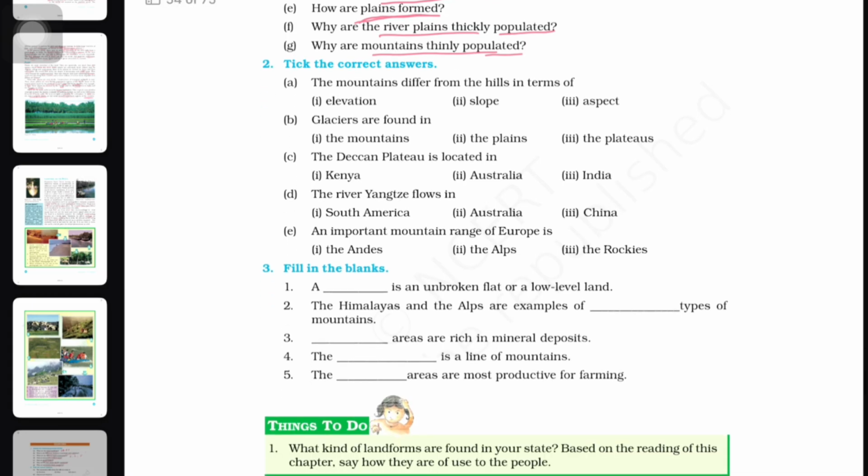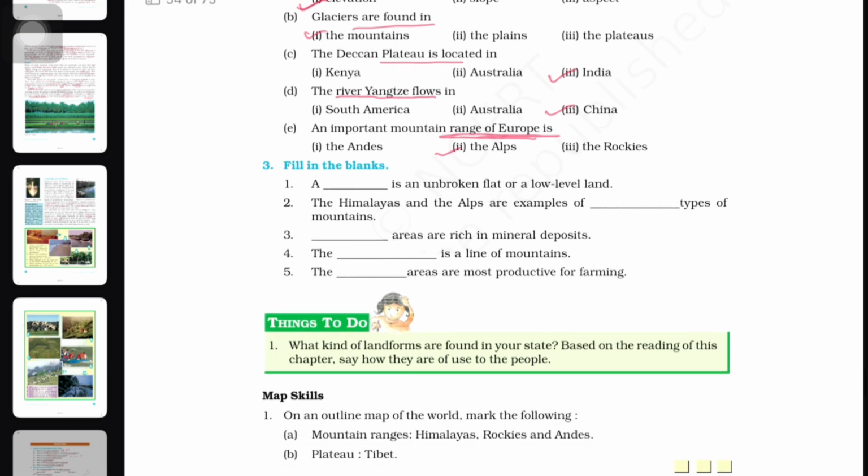Next one is, choose the correct answer. The mountains differ from the hills in terms of, so the answer is elevation. Glaciers are found in mountains. The Deccan Plateau is located in India. The river Yangtze flows in China. An important mountain range of Europe is, this is our Alps.